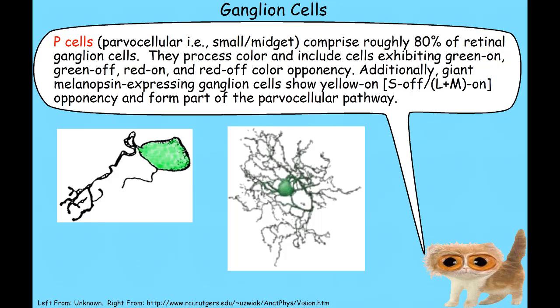P cells comprise about 80% of retinal ganglion cells, so a huge proportion. They process color and include cells exhibiting green on, green off, red on, red off color opponency. Additionally, giant melanopsin expressing ganglion cells show yellow on opponency and form part of the parvocellular pathway as well.